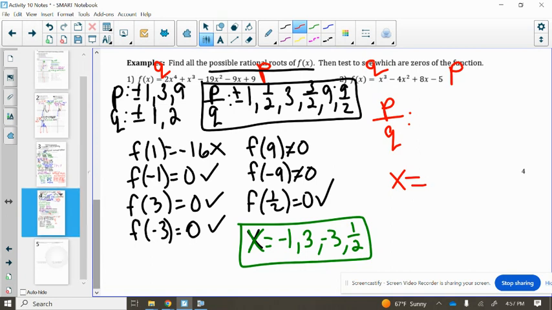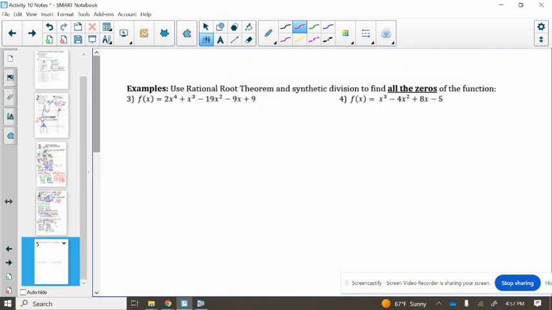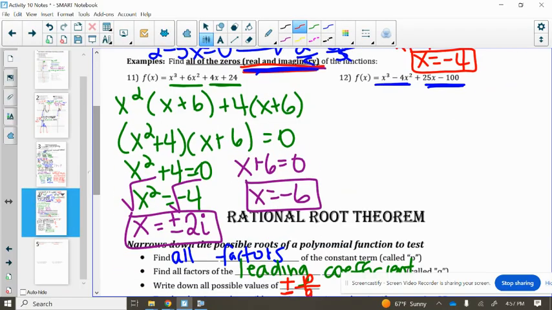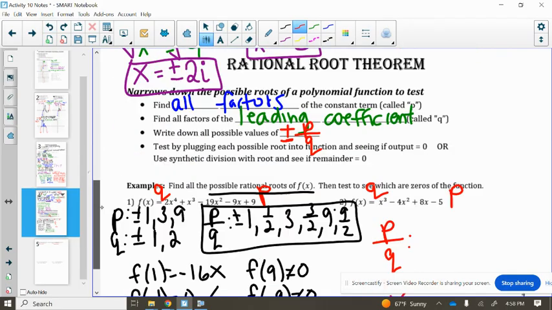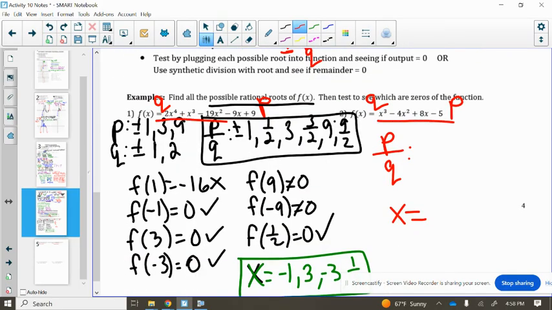Now, what we can see from this process is that things are kind of time consuming, and something that can help us narrow this down a little bit faster is using some synthetic division to help us store all these. So these are the exact same two problems that were on the previous page, right? These are the exact same problems.